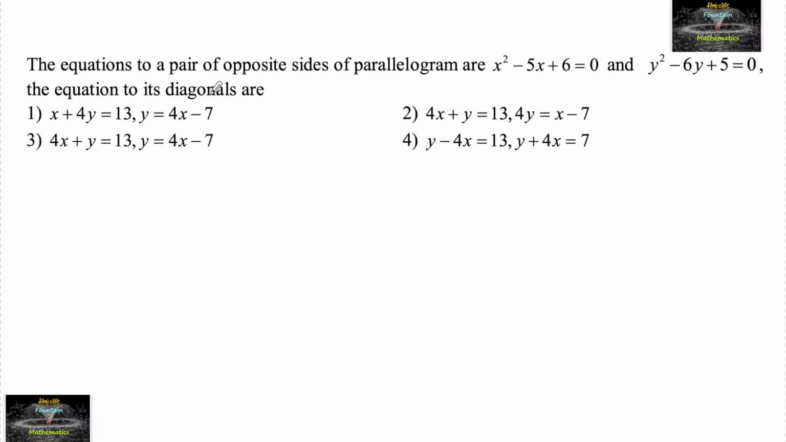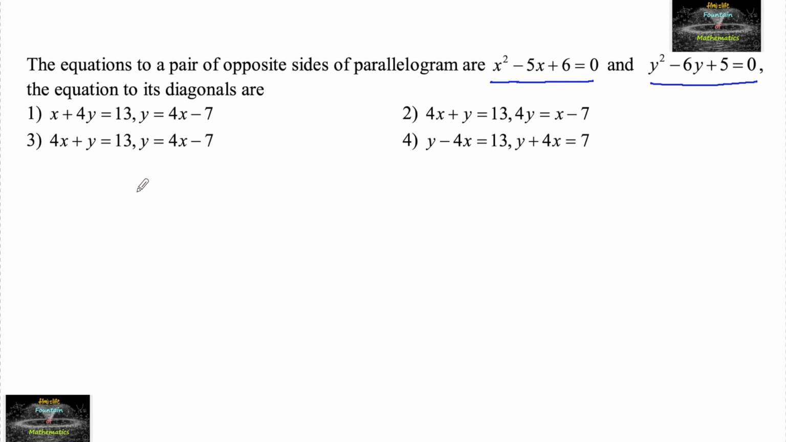The equations to a pair of opposite sides of a parallelogram are x square minus 5x plus 6 equals to 0 and y square minus 6y plus 5 equals to 0. The equations to its diagonals are... So what is given here? The opposite sides of the parallelogram are given.